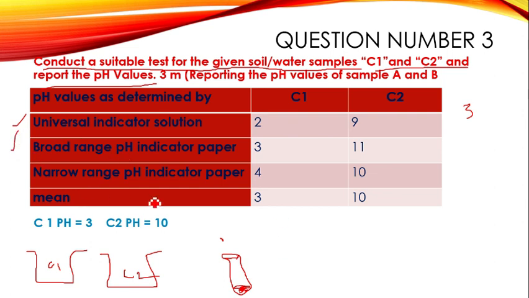Then broad range pH indicator paper. For this you have to take the pH paper. Then if you add a small drop of sample on the pH paper, the paper will change its color. Then the pH scale is present above the paper. Based on which color you got, you can identify the pH. Then narrow range pH indicator papers are also there.